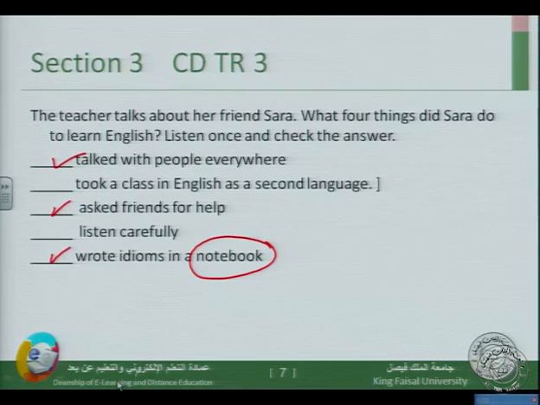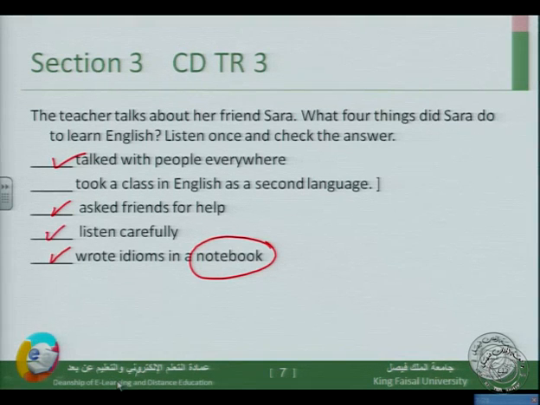So 3 ways how to learn or how to practice your English. Just do like Sarah. She talked to people who speak English, and she asked her friends for help to check her grammar, and then she has a little notebook, and I do the same, by the way, to write the new vocabularies. Good. Let us move on.